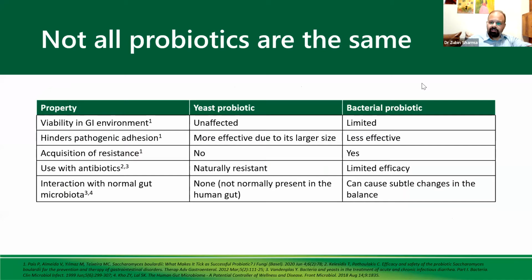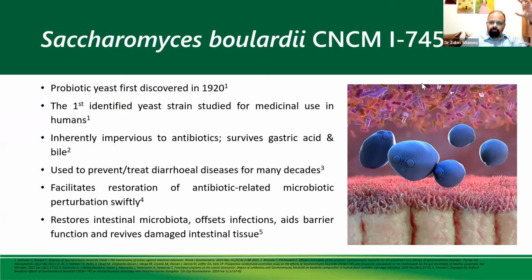So, as I said, it can be either a yeast or a bacterium. The viability in the GI environment is unaffected in yeast. It is naturally resistant to the antibiotics that we take, and it does not interfere with your normal gut microbiota. So what is a prime example of a yeast-based one? That is Saccharomyces boulardii. Boulardii was one of the probiotic yeasts discovered in 1920. It was the first yeast to be identified and used for medicinal purposes. It naturally survives your gastric acid, and it has been used for treating diarrheal diseases for years. And it does help to restore the natural microbiota.